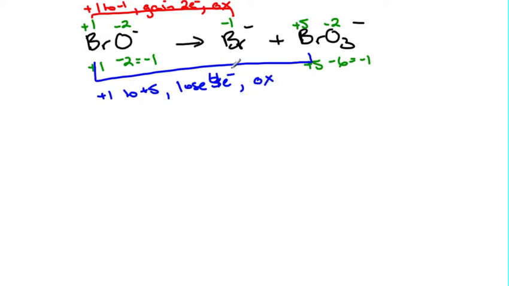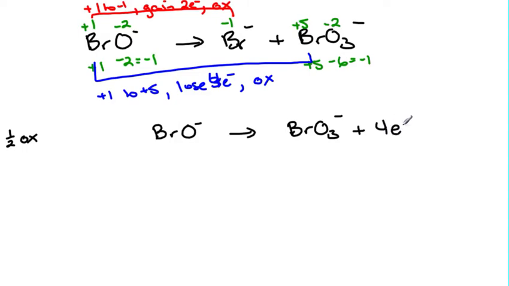So now that we know what's oxidized and what's reduced, we're going to write the half reactions. So this is the half oxidation reaction, down here. So we have BrO- makes BrO3- plus the 4 electrons that are thrown out. Then the half reaction for the reduction is the top part. So we have BrO- makes Br-. Remember, we have to add 2 electrons to the left-hand side.